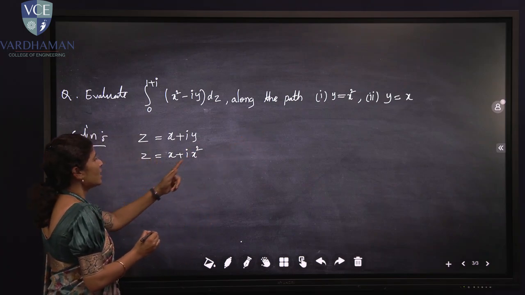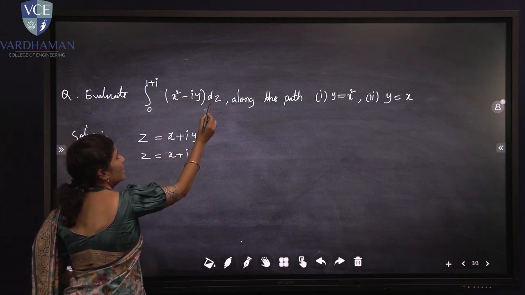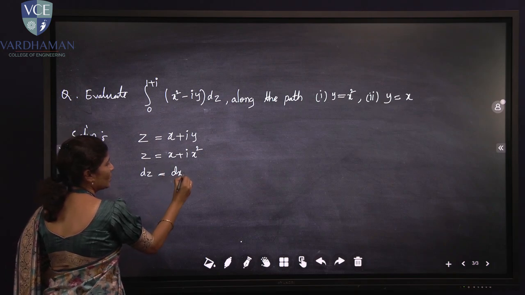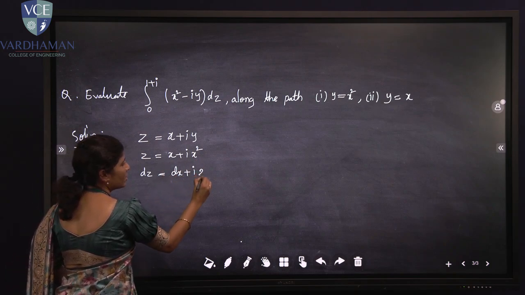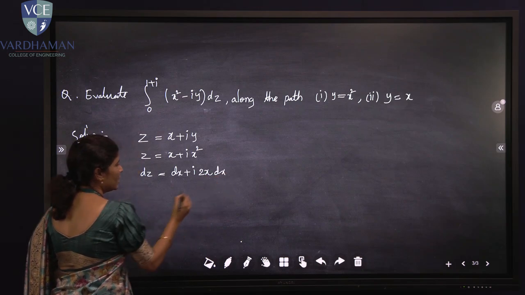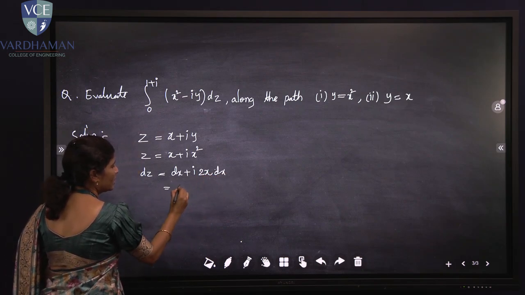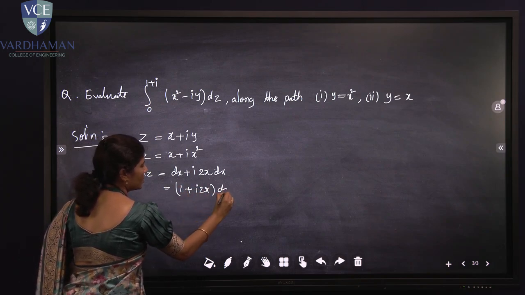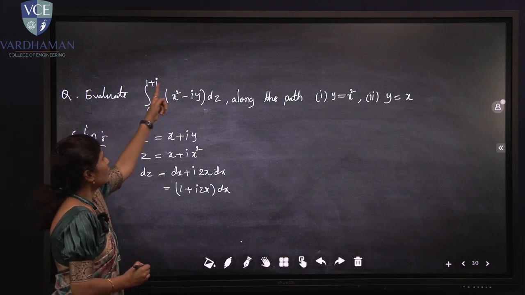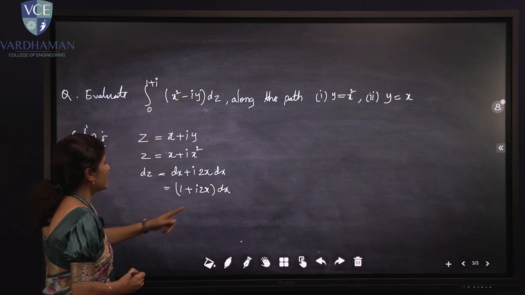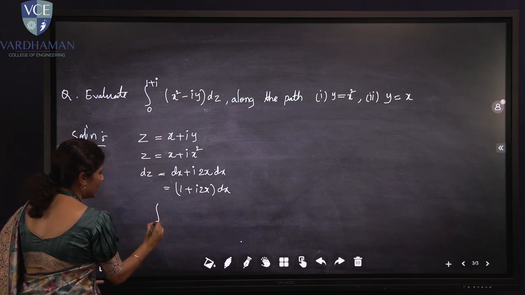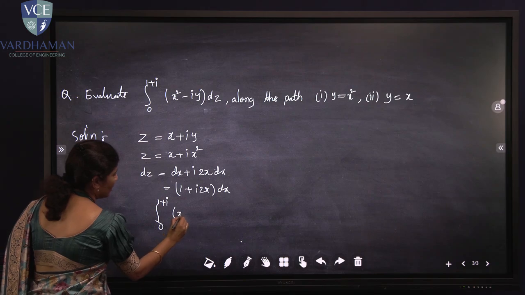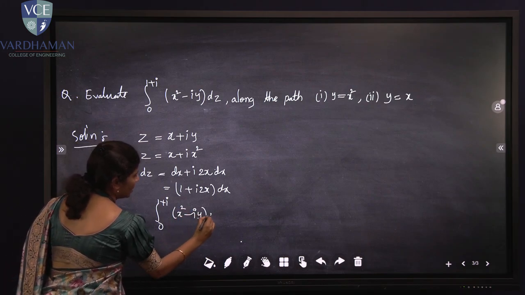So z equals x plus i x square. To evaluate this line integral we need the dz value. dz equals the derivative of x, which is dx, plus i times the derivative of x square, which is 2x dx. Taking dx common, dz is (1 plus i 2x) dx. We are converting this integral totally into a form of x. Here we have the line integral from 0 to 1 plus i of (x square minus iy) dz.